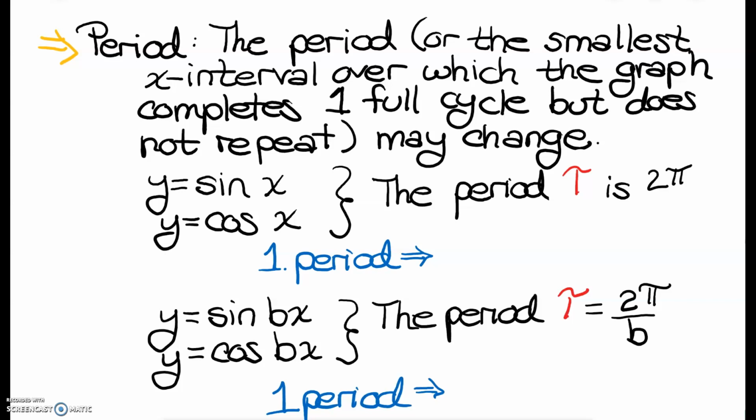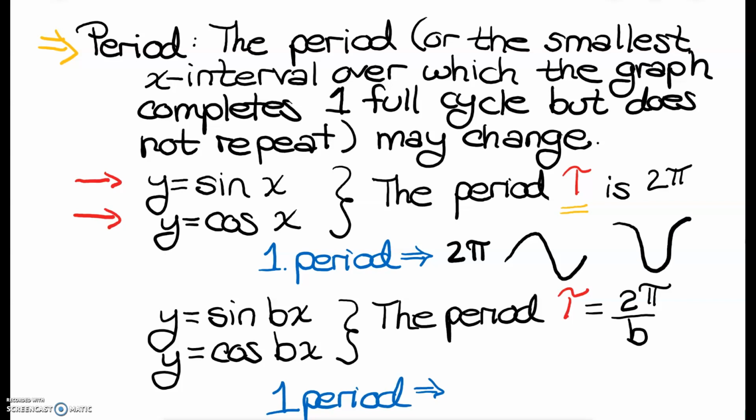So in the original equations that we had started with, y equals sine of x and y equals cosine of x, we saw that the period was 2 pi. I want you to denote the variable that we use for period. We use a capital tau in Greek to represent the period. So 1 period for the sine and cosine function is equal to 2 pi, and it looks like either this if it's sine, or it looks like this if it's cosine.